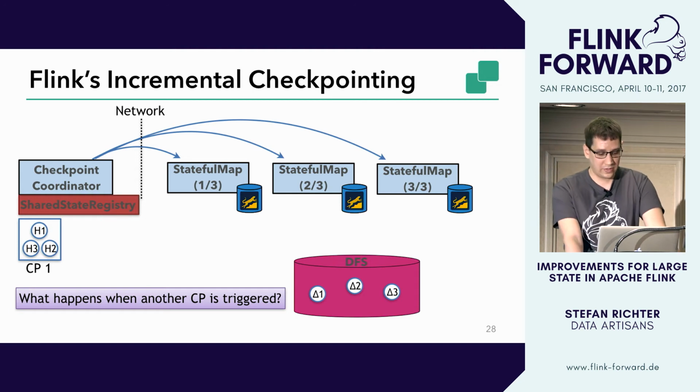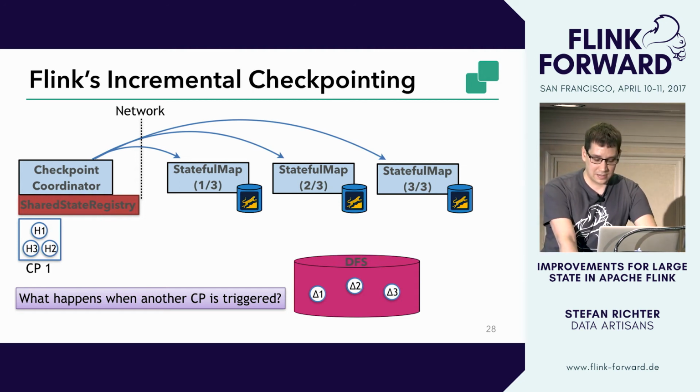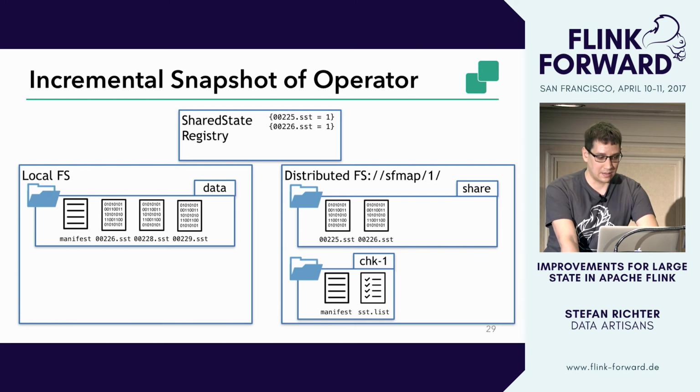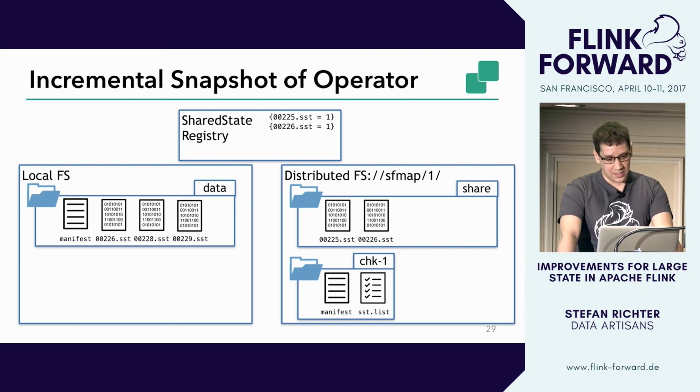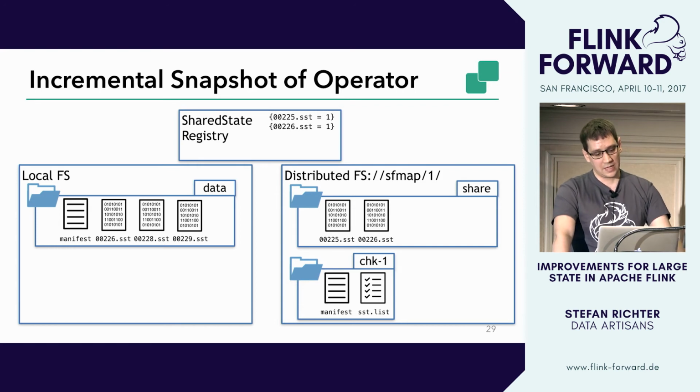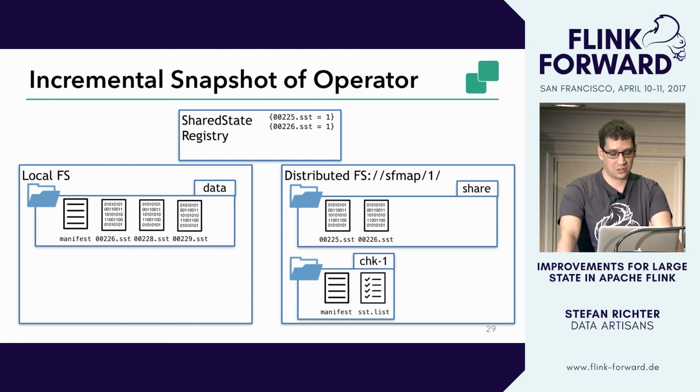So what will happen if another checkpoint is triggered? And we can actually see some incremental things going on. So after some processing, we see that the local file system, the data directory of RocksDB, changed. So for example, state table 225 that was previously there is no longer there, but there are also 2 new state tables, 228 and 229. So we could assume maybe that state table 225 and 227 got merged.